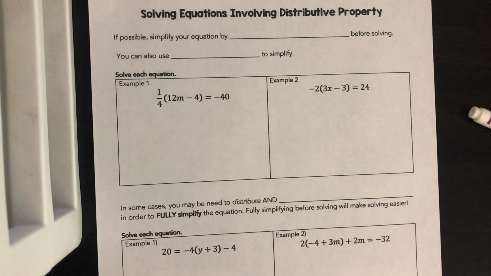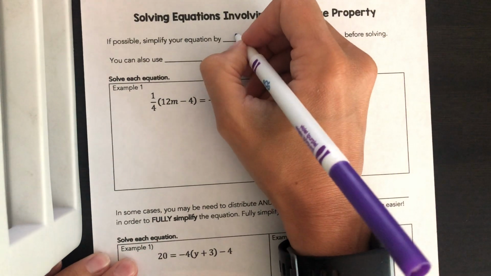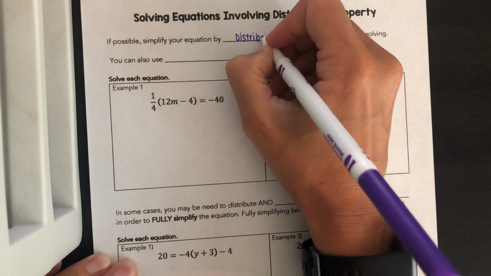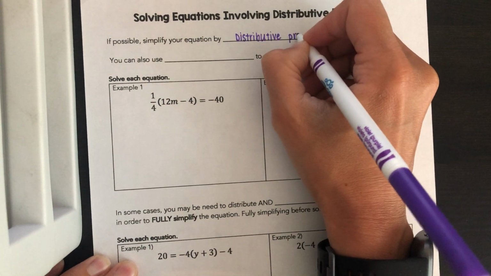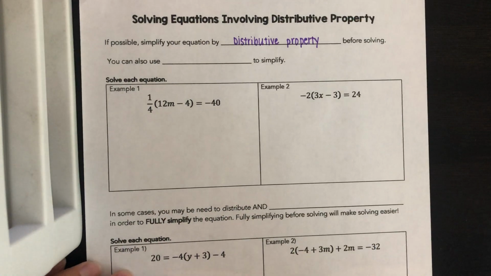We are going to take a look at solving some equations that involve distribution. So if it's possible, just like when we looked at combining like terms last week, simplify your equation by using the distributive property before you solve. Again, the goal of simplifying anything is to make things easier for us.